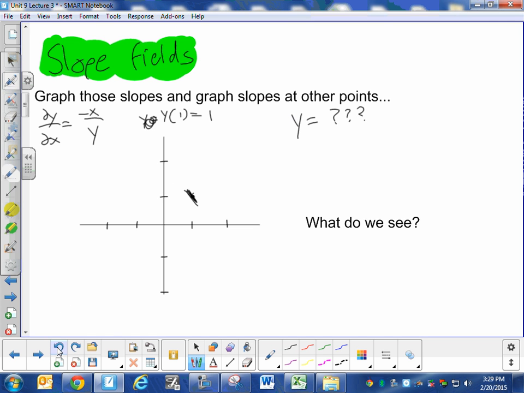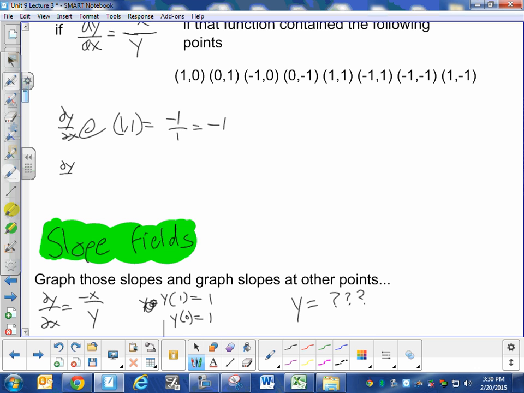Well, let's keep going and let's pretend we have more points that are going to be on my solution. So let's say we have the point (0, 1). Let's say I have y(0) = 1. What would be the slope of the tangent if I had the point (0, 1) on my solution that has a derivative that's that? 0, right? Good. So dy/dx at (0, 1) is going to be negative 0 over 1. That's 0.